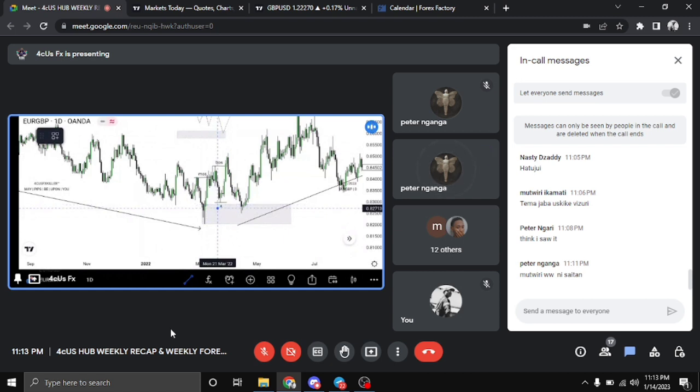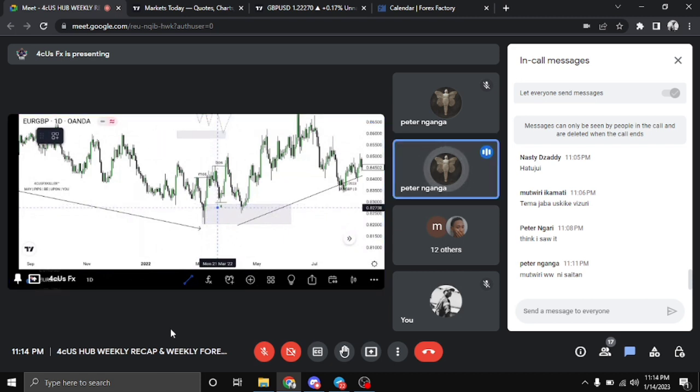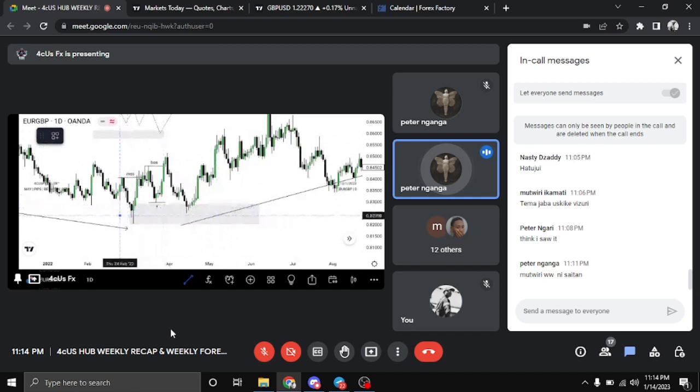Nataka tuelewane kitu moja hapa hivi. You're making sense. Now see that low, unaona hiyo high unasema single target. That could have been the higher target June ndio ilitakiwa. That is when the sell side liquidity was taken. So it could have been ingekuwa trade mbili. The first trade to take out that high, then sell it back down to mitigate the newly created OB for the upper trend. Now from there now look for more continuations.